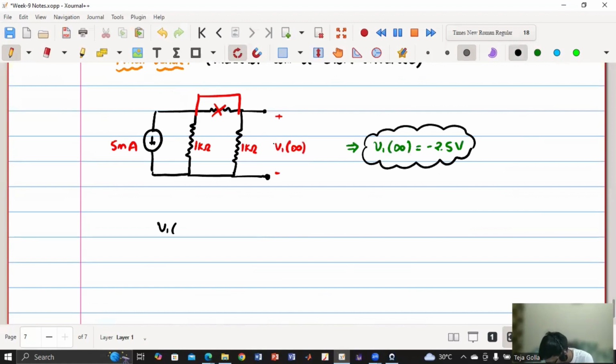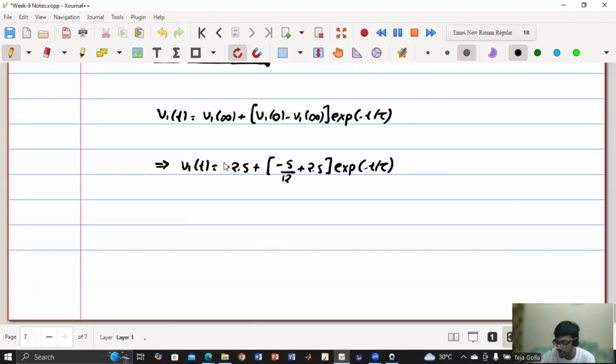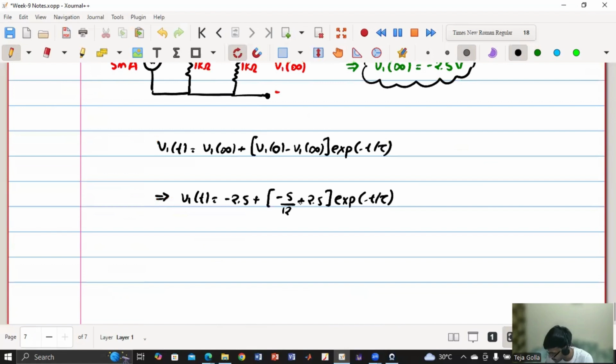V1 of t is equal to V1 of infinity plus V1 of 0 minus V1 of infinity into exponential minus t by tau. So V1 of t is V1 of infinity, which is minus 2.5, plus minus 5 by 12 plus 2.5, exponential minus t by tau. So if you calculate at t equals 2 microsecond, which they have asked, I am directly writing the answer. You can calculate it later. You will get around minus 2.21 volt.